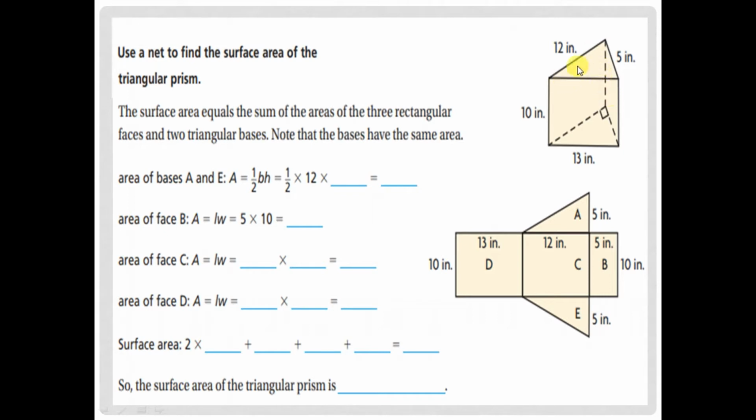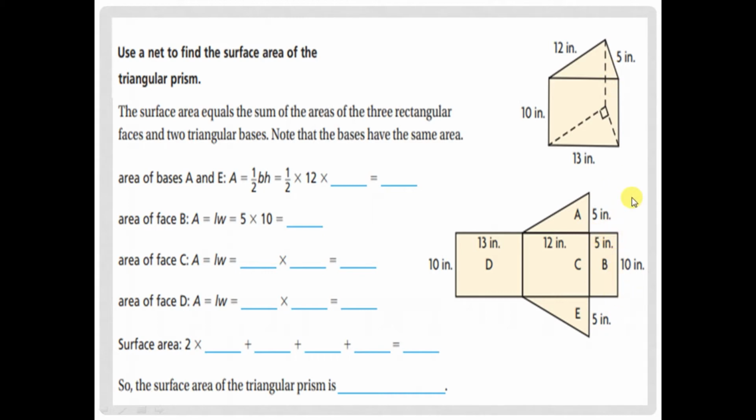The first rectangle is here, 13, and its height is 10. So 10 and 13. The other lateral face is 12 and 10, so we put 10 and 12. The final one is 5, and its height is also 10.